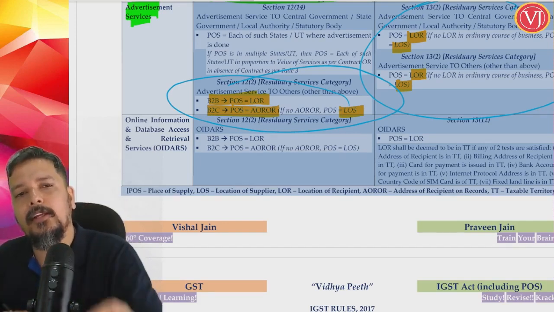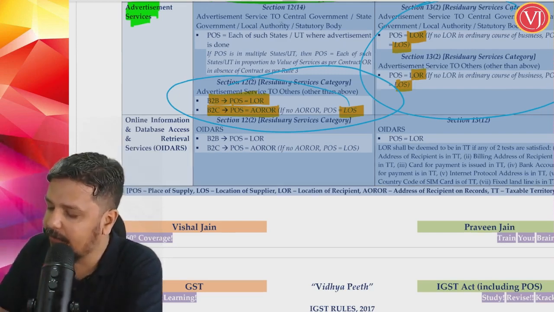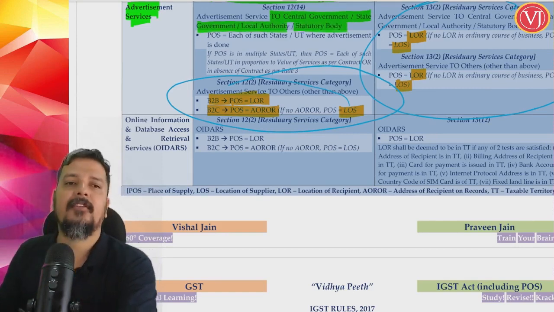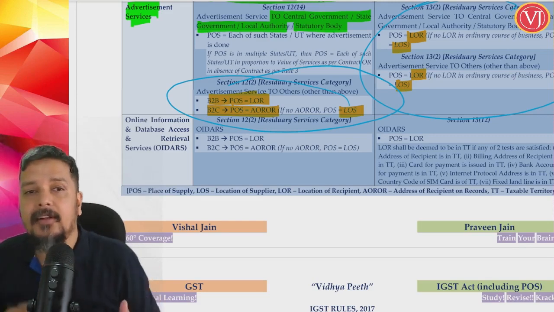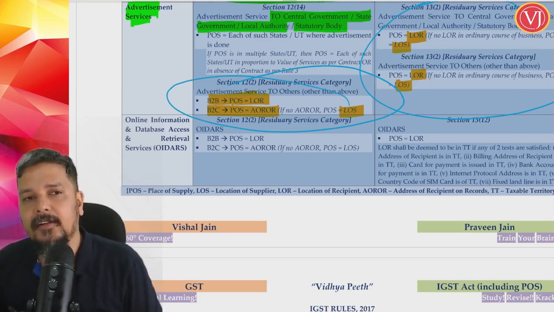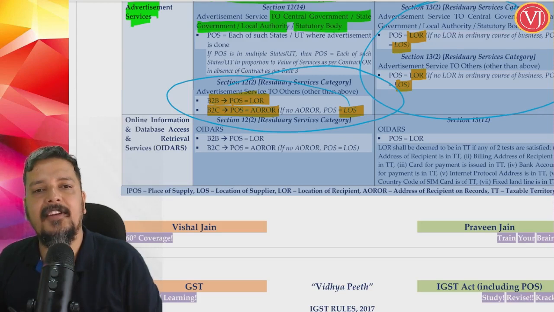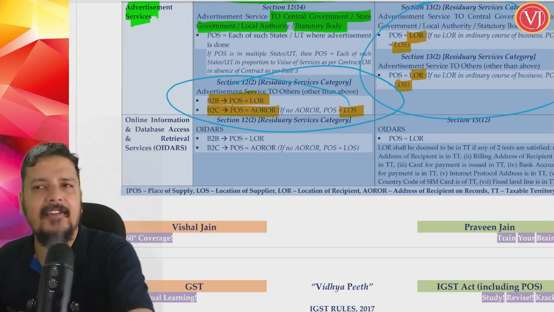Only for a special scenario where advertisement services is to central government, state government, local authority or a statutory body. Supplier is not government. Recipient is government. Where the advertisement service is given to a government, we are talking about recipient being the government: central government, state government, local authority or a statutory body. Understand in very simple terms.